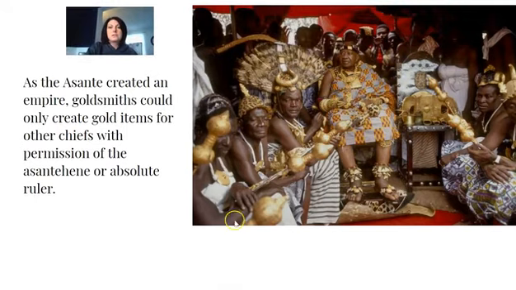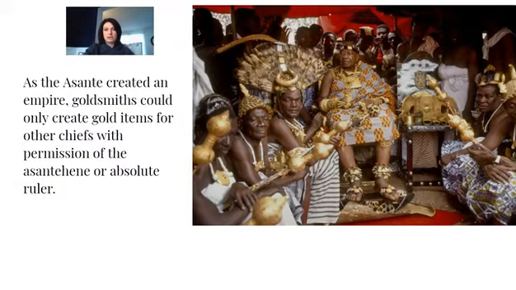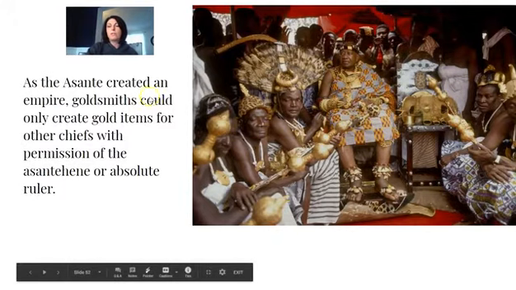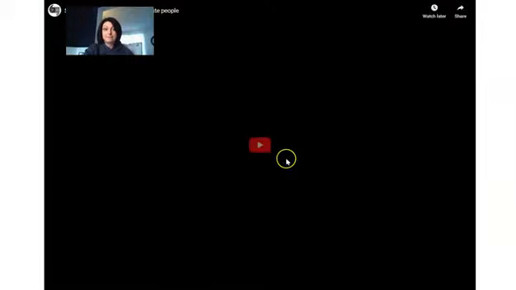So goldsmiths could only create gold items if the chief or king agreed to it, the Asantehene. Like he had to say that it was totally okay. He controlled the gold supply and what could be made of gold. And you can see here the Asantehene with the golden stool sitting on its own chair. That's a modern picture, by the way.